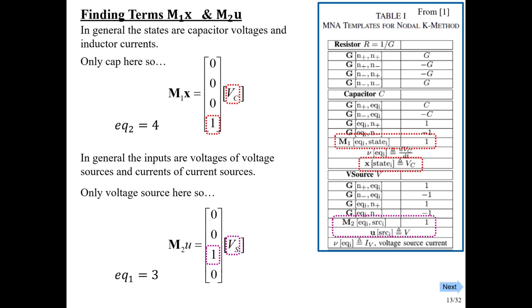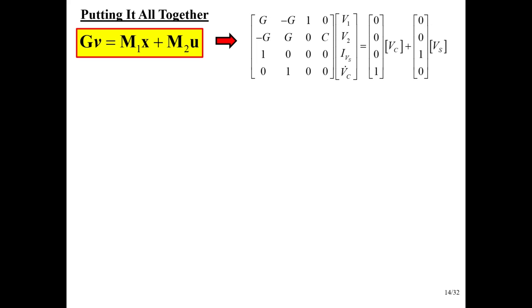And again, I called my voltage source value, I called it V sub S. So now we have all of that structure. And if we put this all together, there is our MNA equation, all ready to be solved. And notice that I've left everything nice and symbolic.